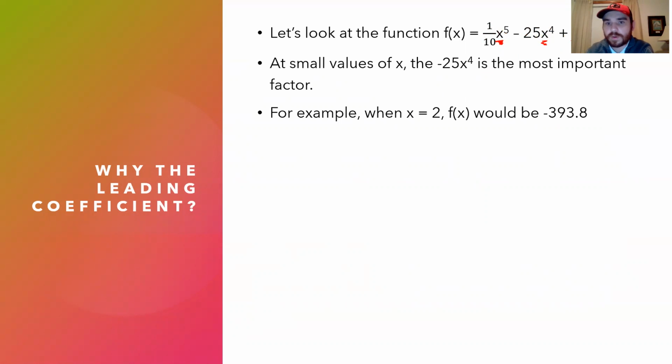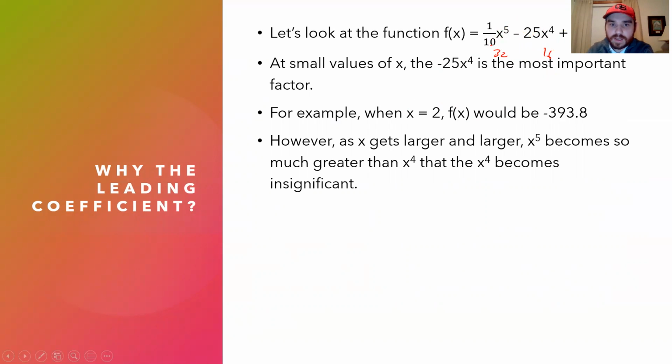For example, when x equals 2, f of x is negative 393.8. Now, you can do that calculation on your own if you really want to check, but x to the 5th is 32, this is 16, 16 times 25 is a lot bigger than 32 divided by 10, right? And this is positive, this is positive. We're adding these two together, but this one's getting subtracted. So at small values, this is far more important than this 1/10 x to the 5th.